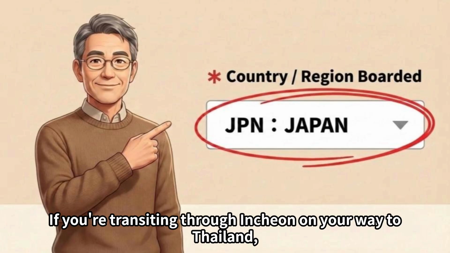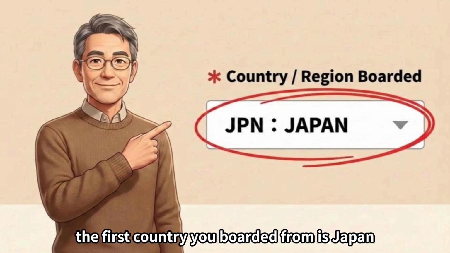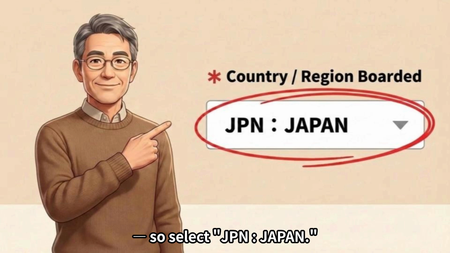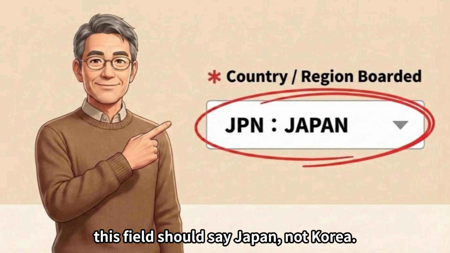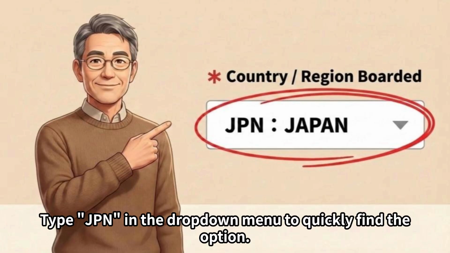If you're transiting through Incheon on your way to Thailand, the first country you boarded from is Japan, so select JPN/Japan. Even though you connected through Korea, this field should say Japan, not Korea. Type JPN in the drop-down menu to quickly find the option.